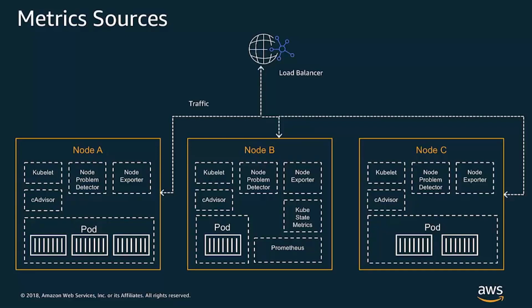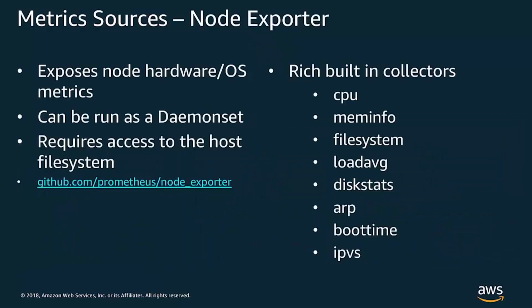So the node exporter is an open source project. You can find it under the Prometheus organization. It exposes mostly node hardware and OS metrics. It can be run as a daemon set, but it requires access to the host file system. And it exposes really rich metrics: CPU, memory info, metrics about file system, load average, disk statistics, all kinds of networking metrics, boot time. If you are on IPVS, it exposes metrics about that. So lots of really rich metrics that we can use there.